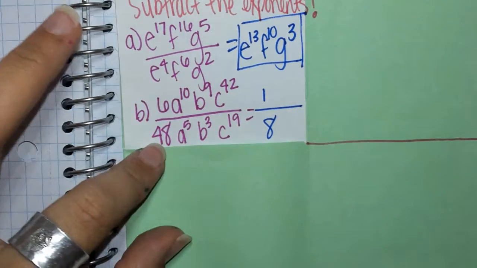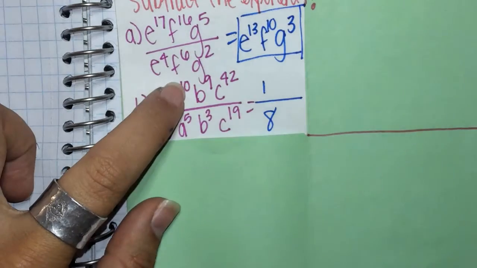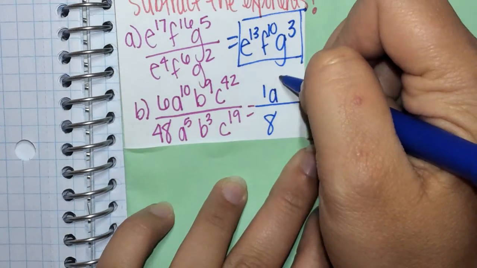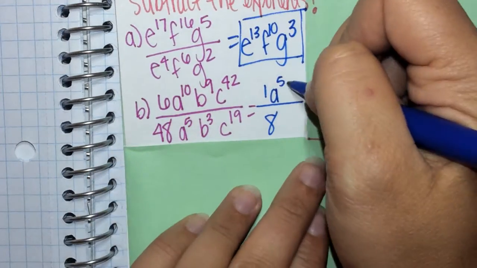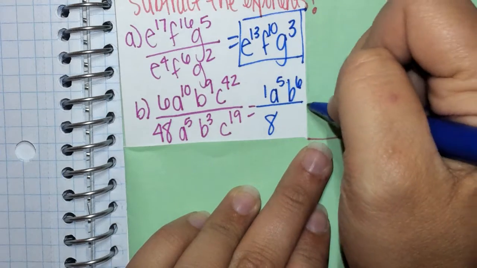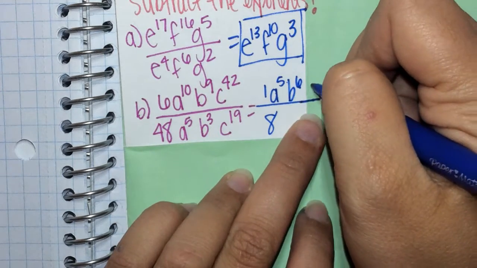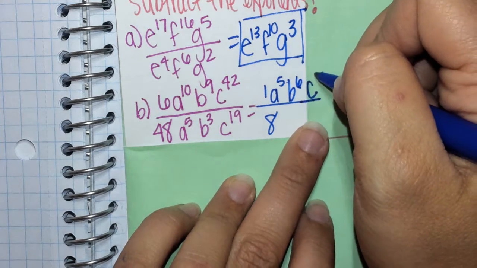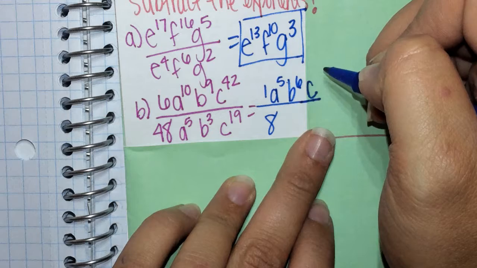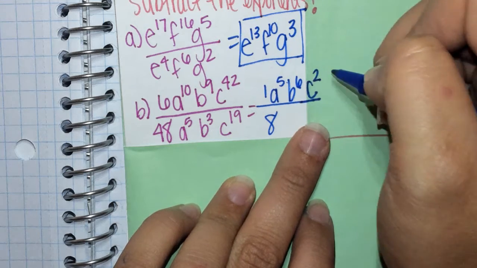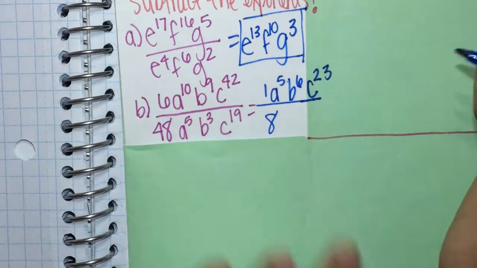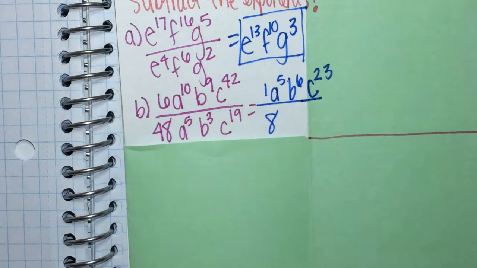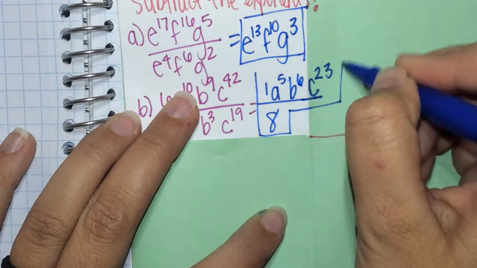Alright, so we just divided our coefficients, right? All you do is divide. Now, let's look at our A's. What's 10 minus 5? So it goes on top. What's 9 minus 3? So it goes on top. And what's 42 minus 19? 23. And that's all you do.